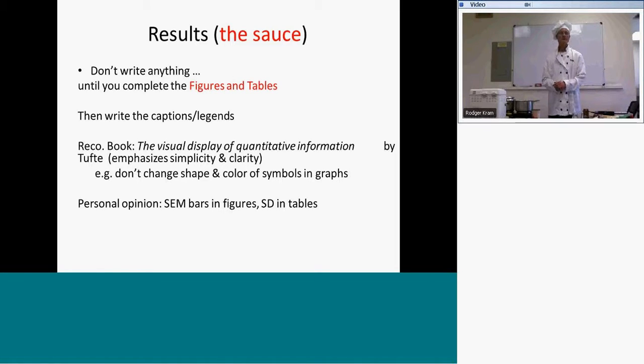Personal opinion, just throw this one in. I prefer standard error of the mean bars in my figures and standard deviation in tables. My rationale is that you can always calculate the standard error of the mean from the SD in your tables, but the SEM bars allow me to envision two SEM bars and see how different things are before reading the detail section. All right, next slide, please.